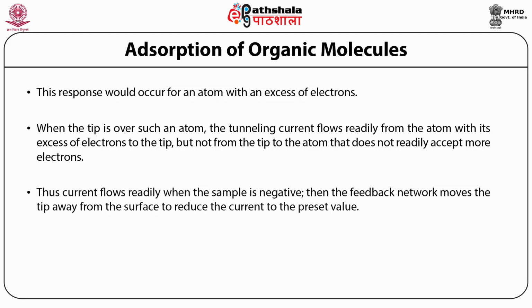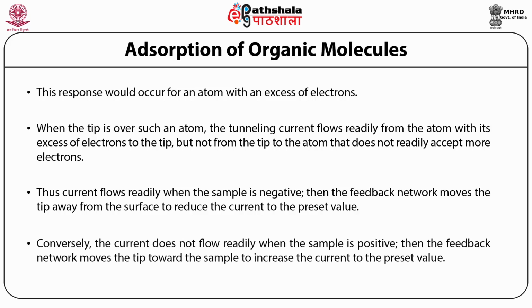Thus, current flows readily when the sample is negative. Then the feedback network moves the tip away from the surface to reduce the current to the preset value. Conversely, the current does not flow readily when the sample is positive. Then the feedback network moves the tip towards the sample to increase the current to the preset value.